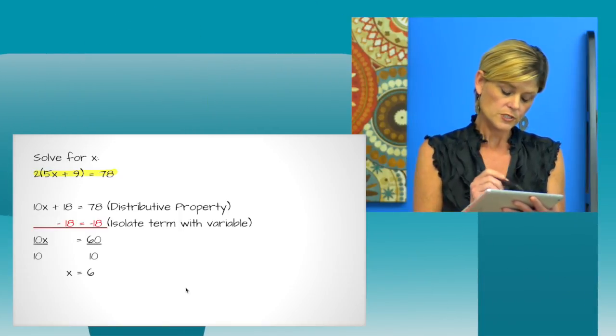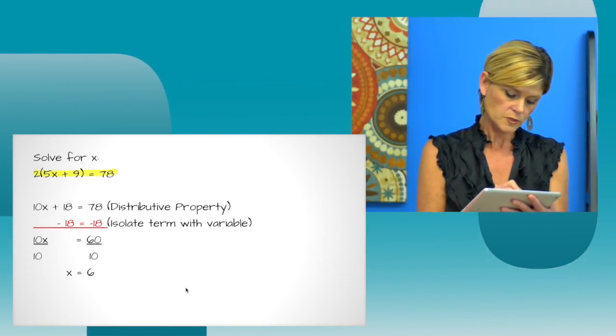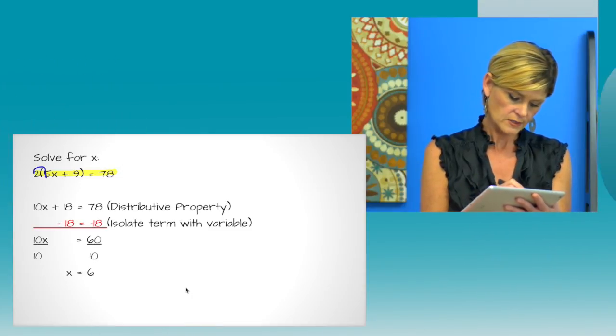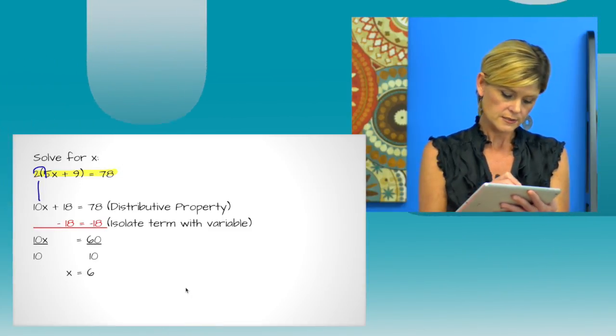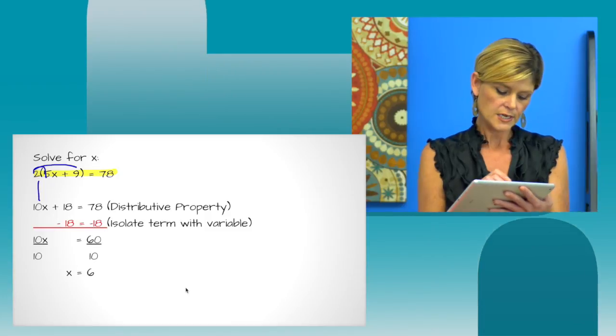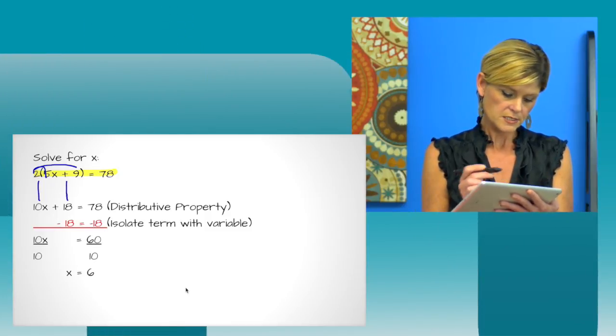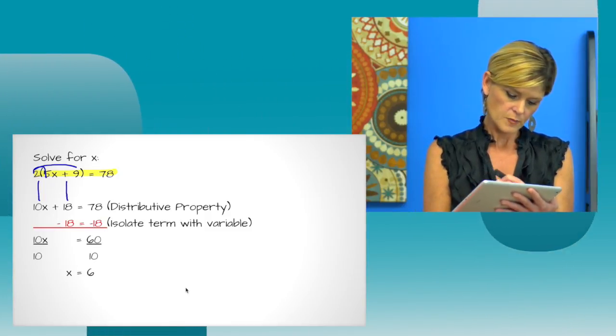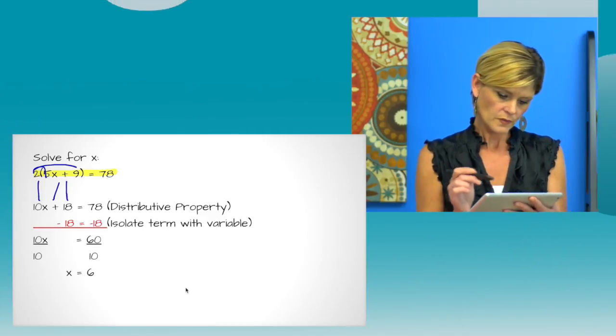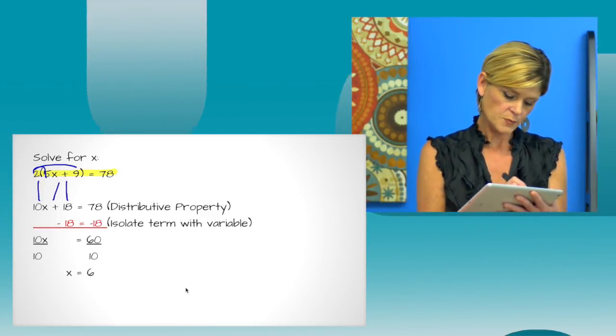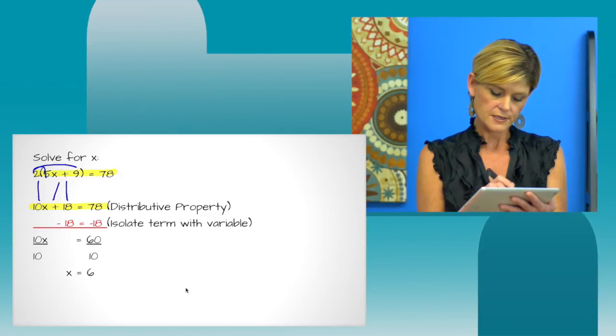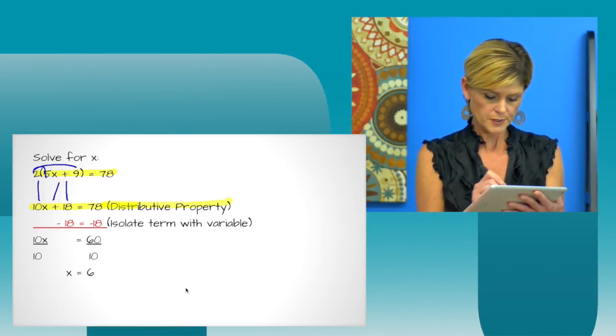So distributive property tells me I multiply 2 times 5x, which gives me 10x, and 2 times 9, which gives me 18, and my plus sign comes down too. And I have 10x plus 18 equals 78, and there I have done the distributive property.